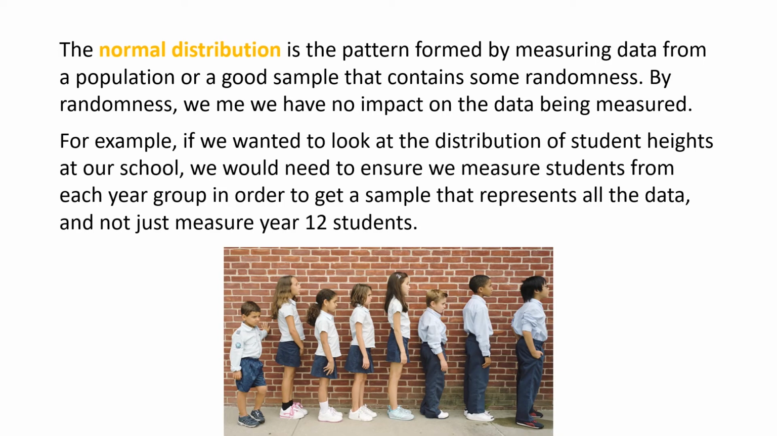So for example, if we wanted to look at heights of students at the school, we would obviously need to make sure we measured students from every single year group, 7, 8, 9, 10, 11, and 12, in order to make sure that we had a good sample of all of the students at the school. If we just measured, for example, just the year 12 students, well, we're going to have a very skewed sample. Think about some of the shorter year 7s. We're not going to have anyone in year 12 that's of that same kind of height. So we would need to make sure we had a good representation of all of the students. So not just picking year 12s.